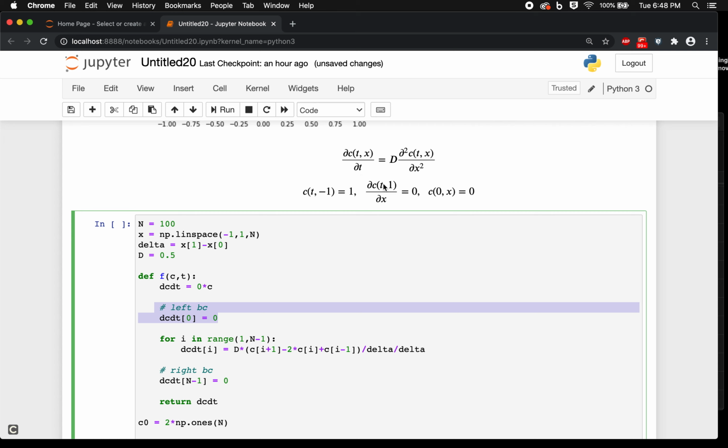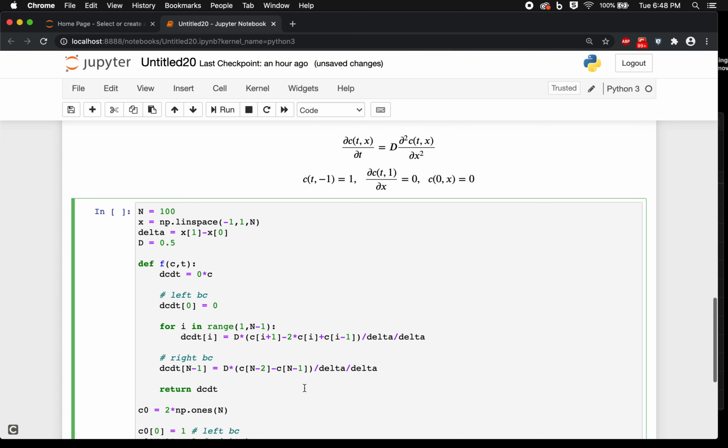But what's going to change is my right boundary condition. And the trick here, and in the notebook I posted on Compass, I derived this for you. But here, what we're going to say is dc/dx equals (c of n minus 2 minus c of n minus 1) divided by delta. And that's all we have to do to put in that right no flux boundary condition.